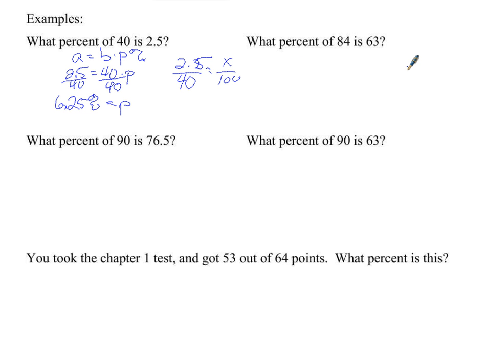What percent of 84 is 63? Again, that's going to be an is over of type problem. The 100 goes here. It says what percent, so that's that. So it's going to be 63 over 84. What do we get? 75%. Exactly.